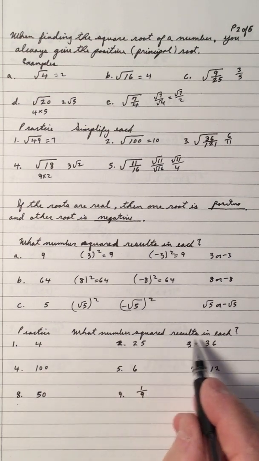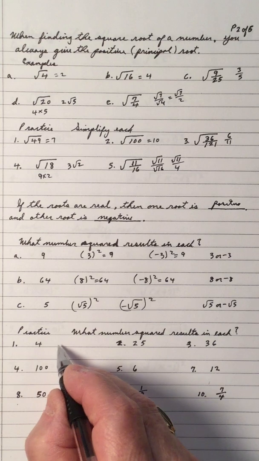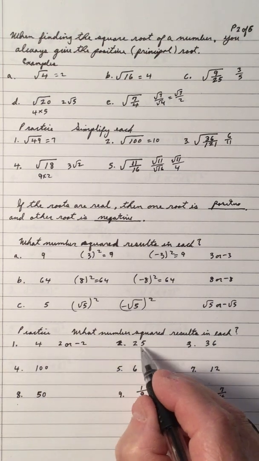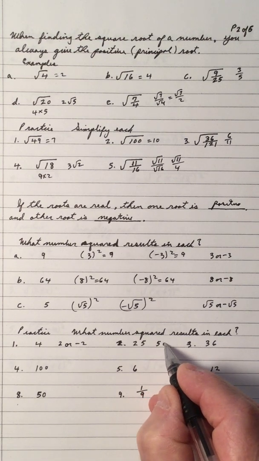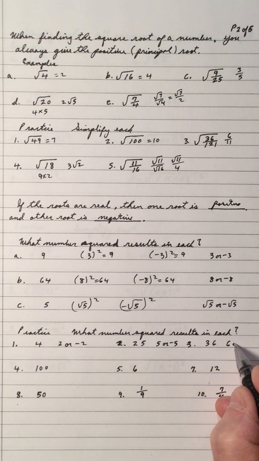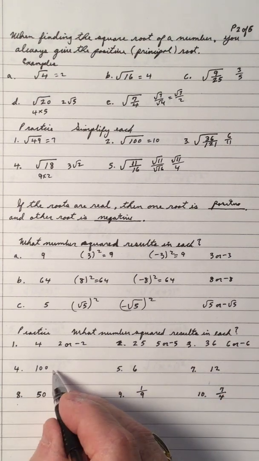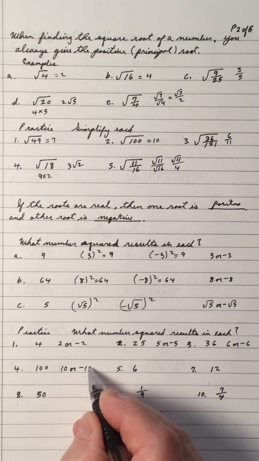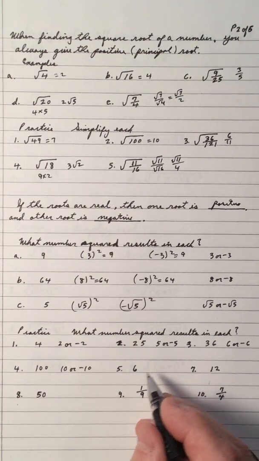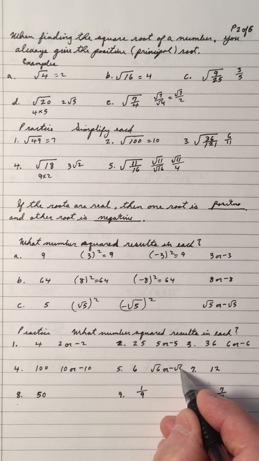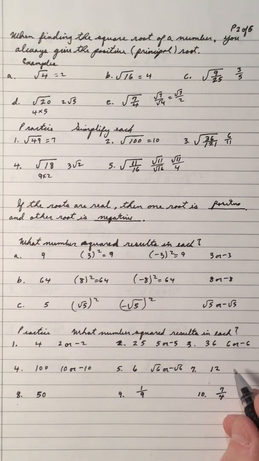Practice. What number squared results in each? Well, the square root of 4 is 2, so we can have a 2 or a negative 2. Square root of 25 is 5, so we can have a 5 or a negative 5. Square root of 36 is 6, so we could have a 6 or a negative 6. Square root of 100 is 10, so we can have two numbers, 10 or negative 10. Square root of 6, so root 6 squared is 6, or we could have negative root 6, the plus or the minus.